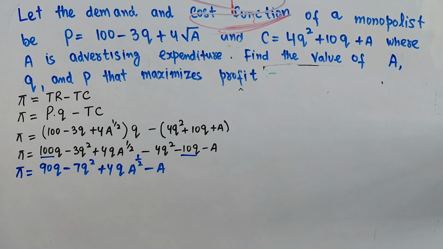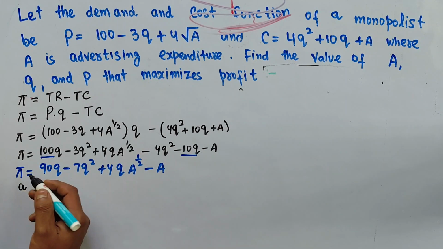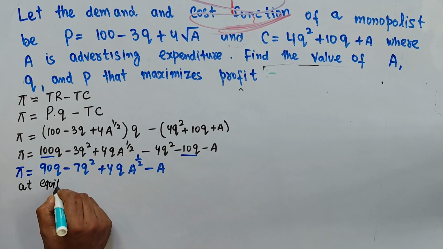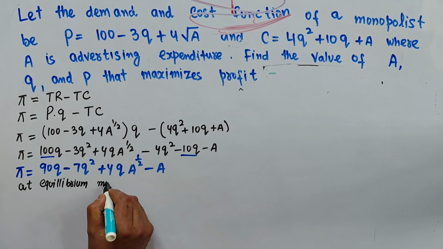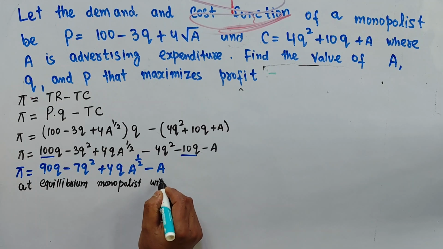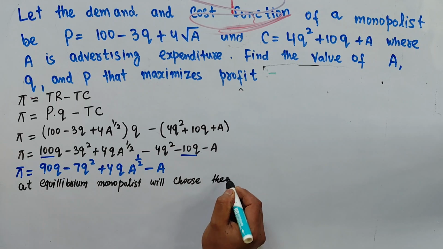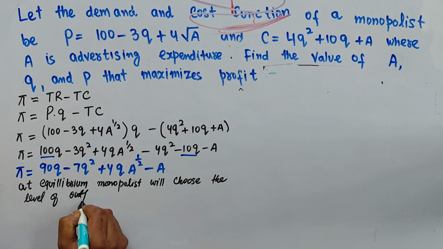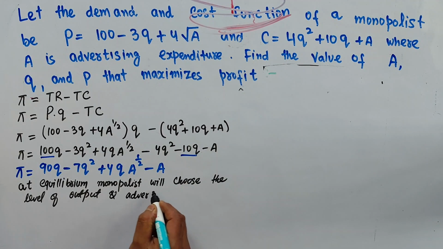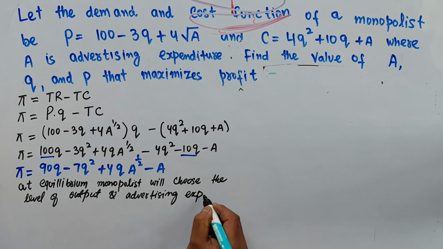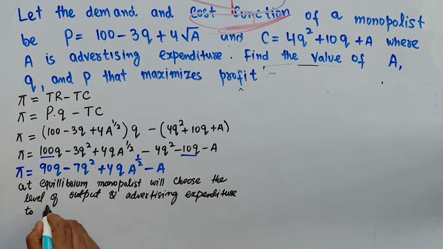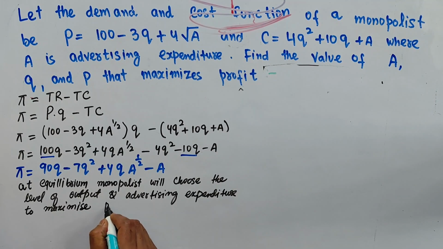Now at equilibrium, what will happen? At equilibrium, the monopolist will choose the level of output and advertising expenditure to maximize profit.